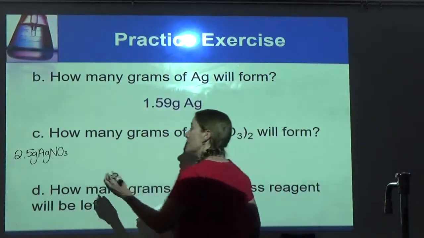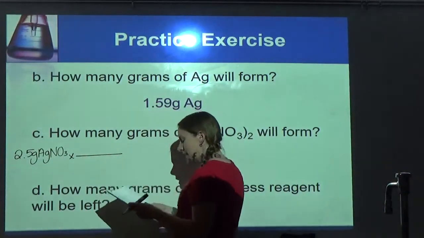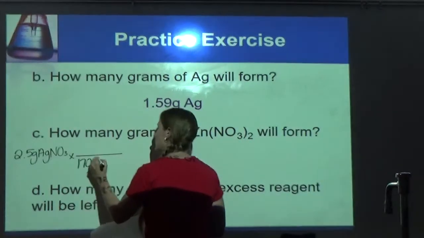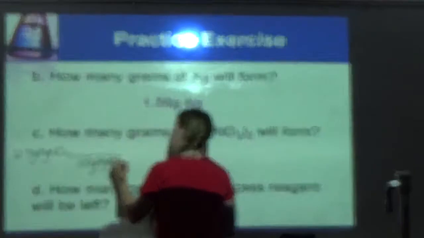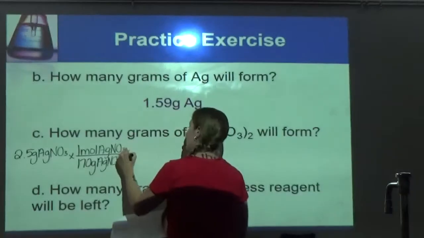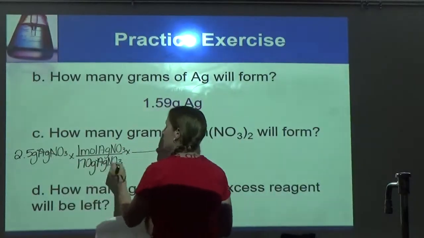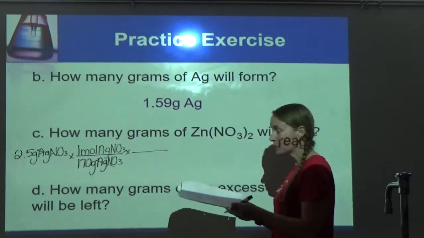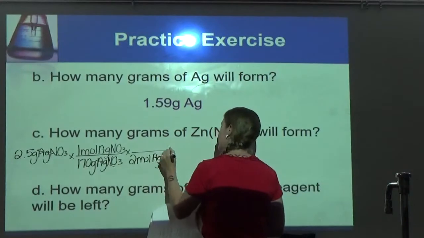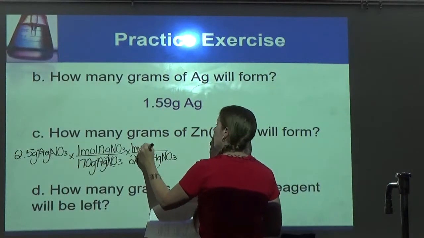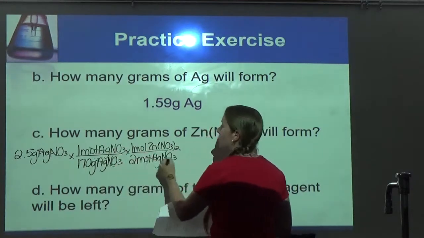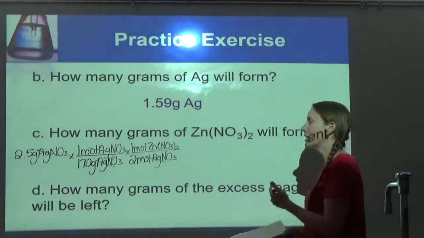All right, so first step, of course, is to convert to moles. And so my molar mass of silver nitrate is about 170 grams, and that equals 1 mole. So then next is my mole ratio. So we said that 2 moles of silver nitrate is 1 mole of zinc nitrate. That we pulled from the previous reaction on the other slide.